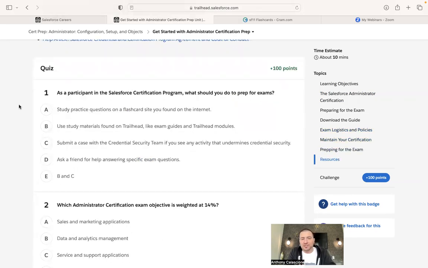As a participant in the Salesforce certification program, what should you do to prep for exams? Study practice questions on Flashcards site you found on the internet.